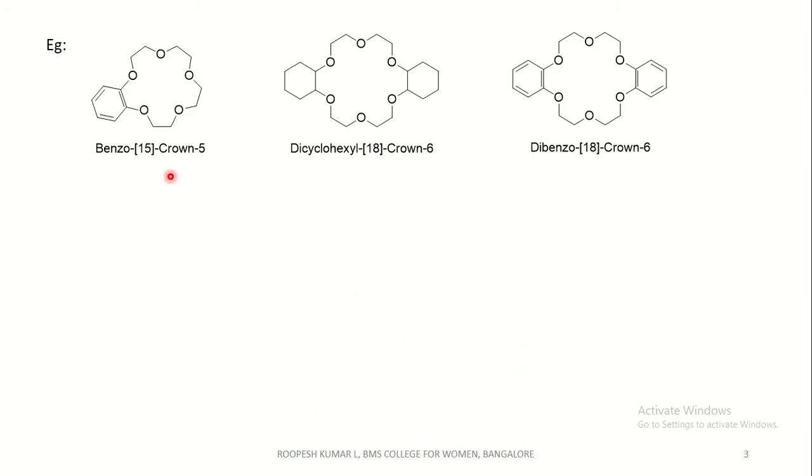Coming to the next examples, you can see there are substituted crown ethers, and you can see there is a benzene substitution here, hence it is called benzo. And this is a 15 crown 5 as discussed previously, hence it is called benzo 15 crown 5. And this is an 18 crown 6, whereas you can see at both ends there are 2 dicyclohexyl rings, hence it is called dicyclohexyl 18 crown 6, whereas this is dibenzo 18 crown 6.